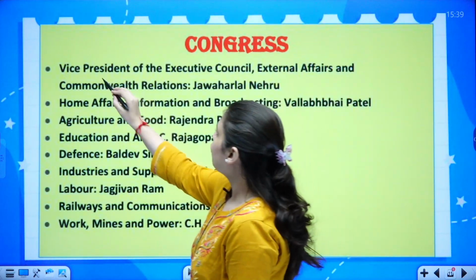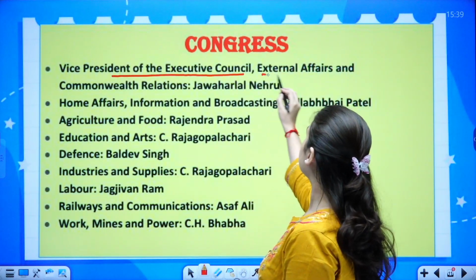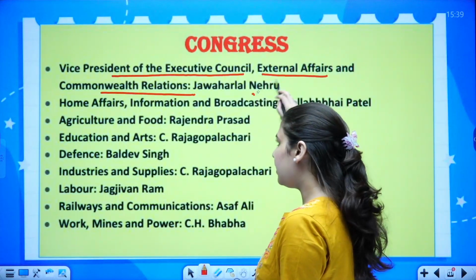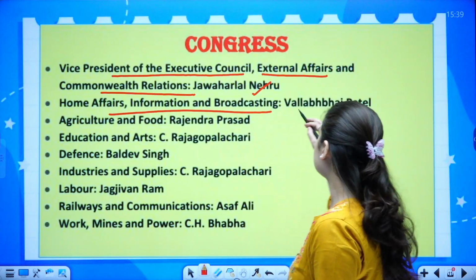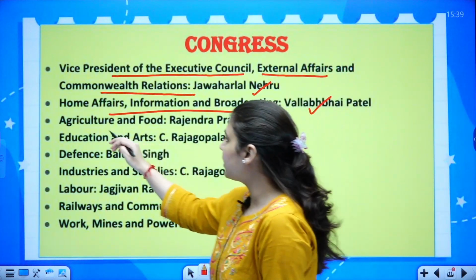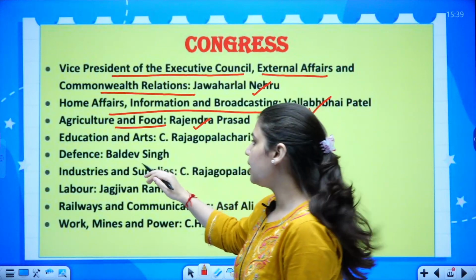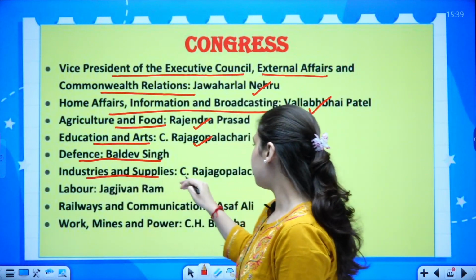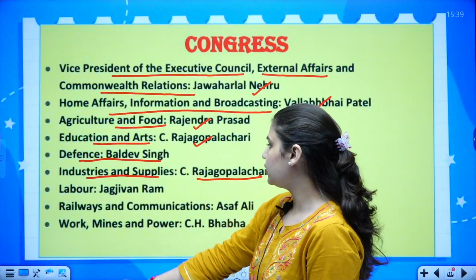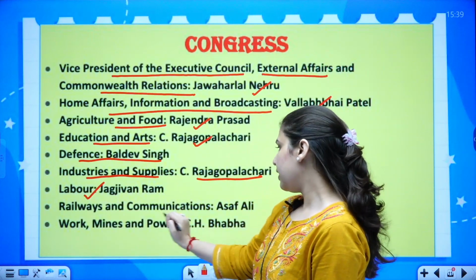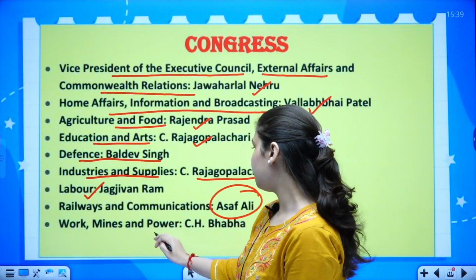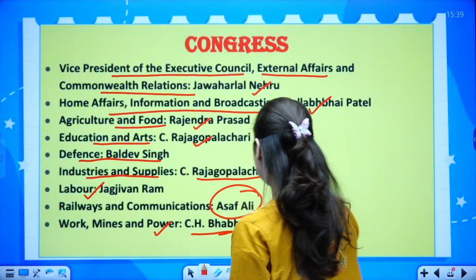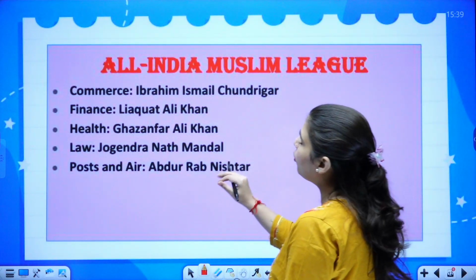Let's see who they were. The Vice President of the Executive Council, External Affairs and Commonwealth Relations: this portfolio was with Jawaharlal Nehru. Home Affairs, Information and Broadcasting was with Sardar Vallabhbhai Patel. Agriculture and Food by Rajendra Prasad. Education and Arts by C. Rajagopalachari. Defense, Baldev Singh. Industries and Supplies, C. Rajagopalachari. Labor, Jagjivan Ram. Railways and Communication, Asaf Ali. And Works, Mines and Power, C.H. Bhabha.